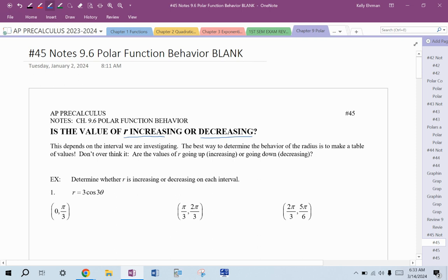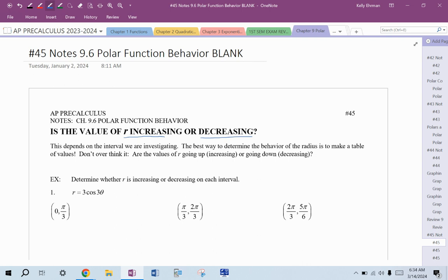Again, you have polar equations that are r equals something. It'll depend on what interval we're looking at. Sometimes r will change from increasing to decreasing. Remember, r is always equal to some sort of trig function, so those increase and decrease. The best way to determine the behavior of r, or the radius, is just to make a table. And you don't want to overthink it.